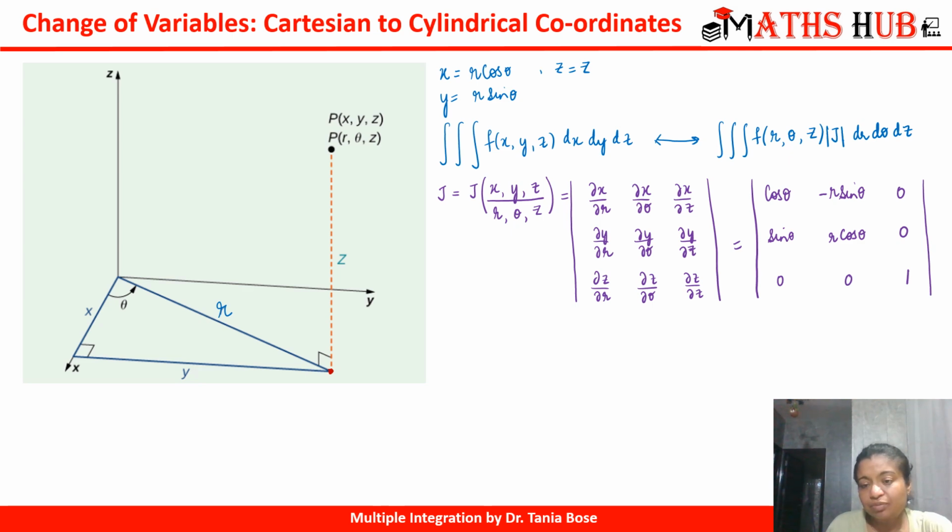If I expand from the bottom row, or maybe by the last column, what do I get? I get r cos square theta plus r sin square theta, so that will turn out to be r. That means the Jacobian of transformation when we are converting Cartesian to cylindrical coordinates is also r. If you have checked my previous video, you will find that when we were converting Cartesian to polar coordinates, the Jacobian of transformation was r only, right? And accordingly, whatever the region is given to us, we will be calculating the limits of the integration.